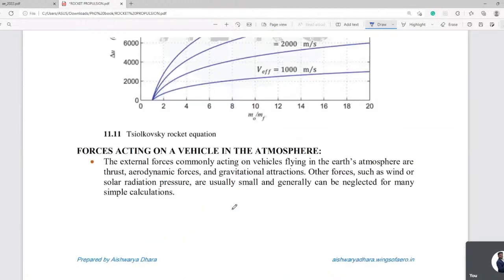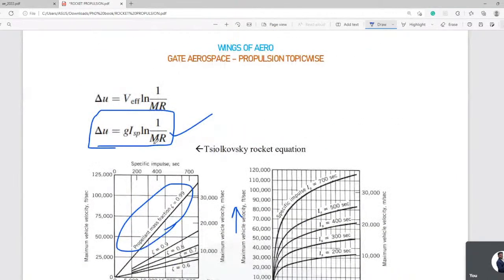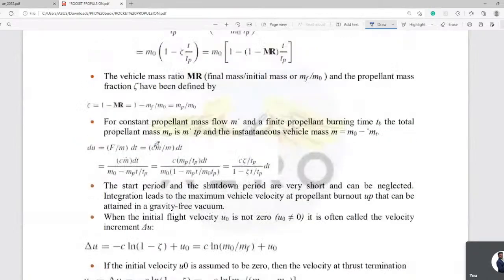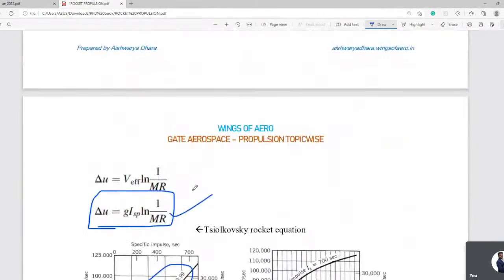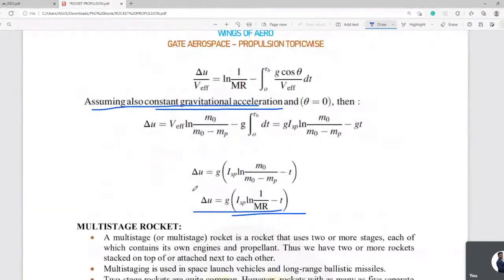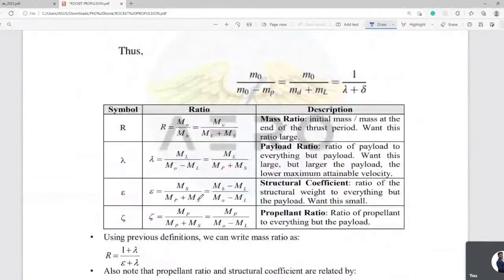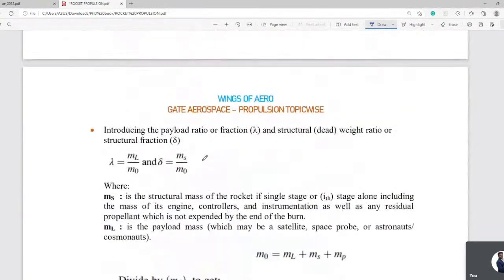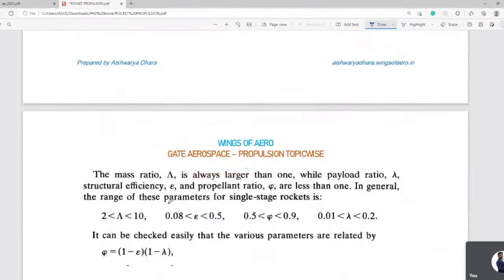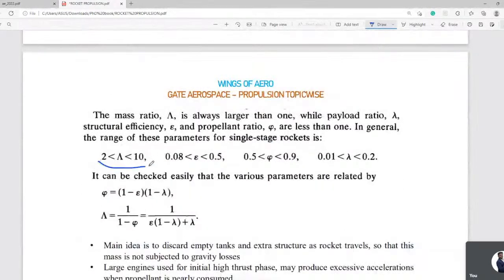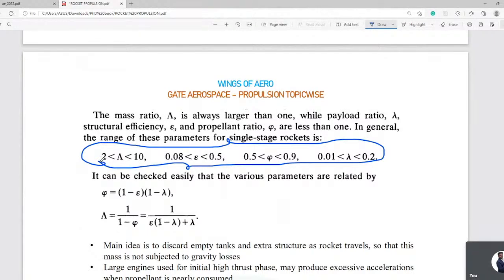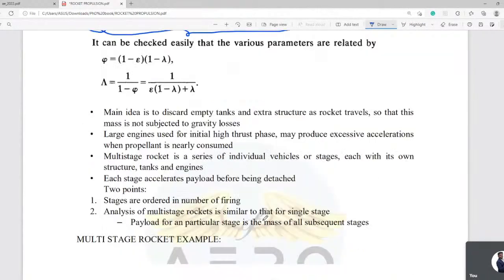Definitely one problem will come from this gravity-free and constant acceleration, so remember these two formulas. Next is multi-staging and all. These are the rarest of rare questions. They might ask what you mean by payload ratios and structural ratios, how they're related, how you can obtain the relations, and maybe some application-based questions. These are the rarest questions from rocket propulsion.